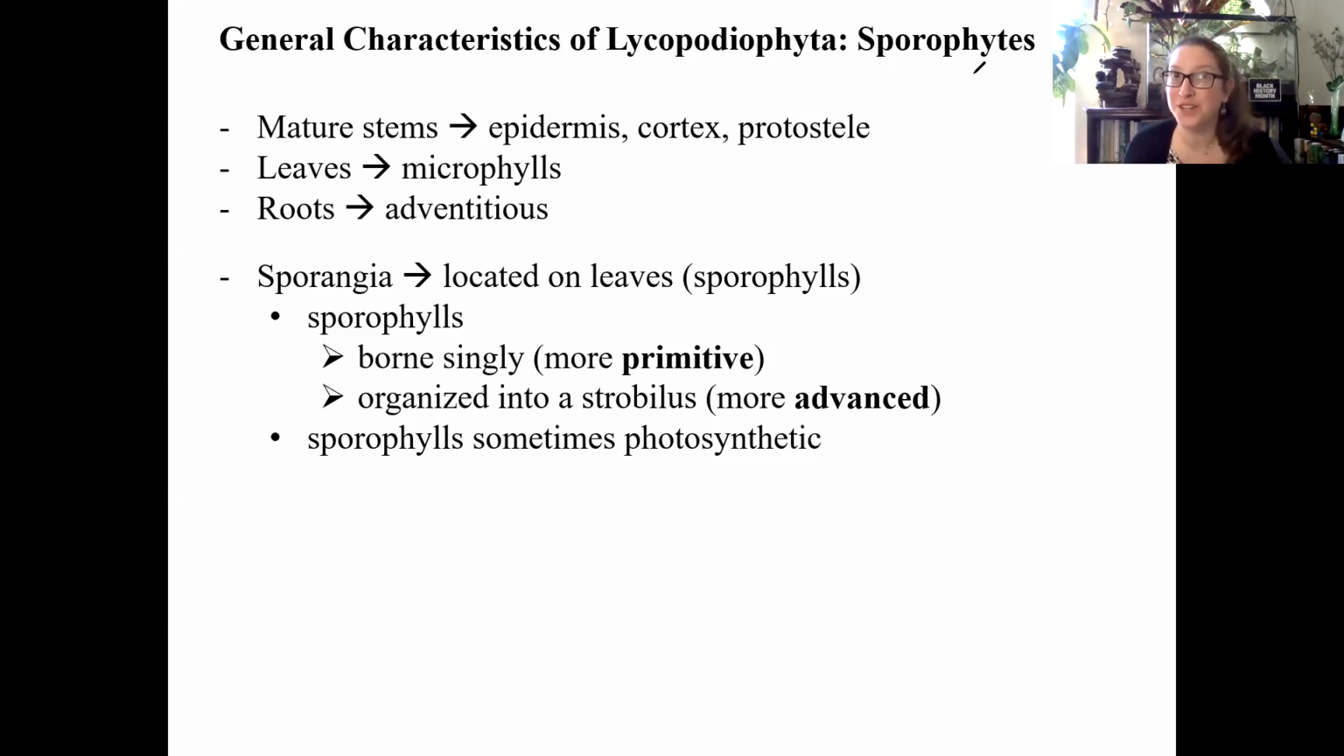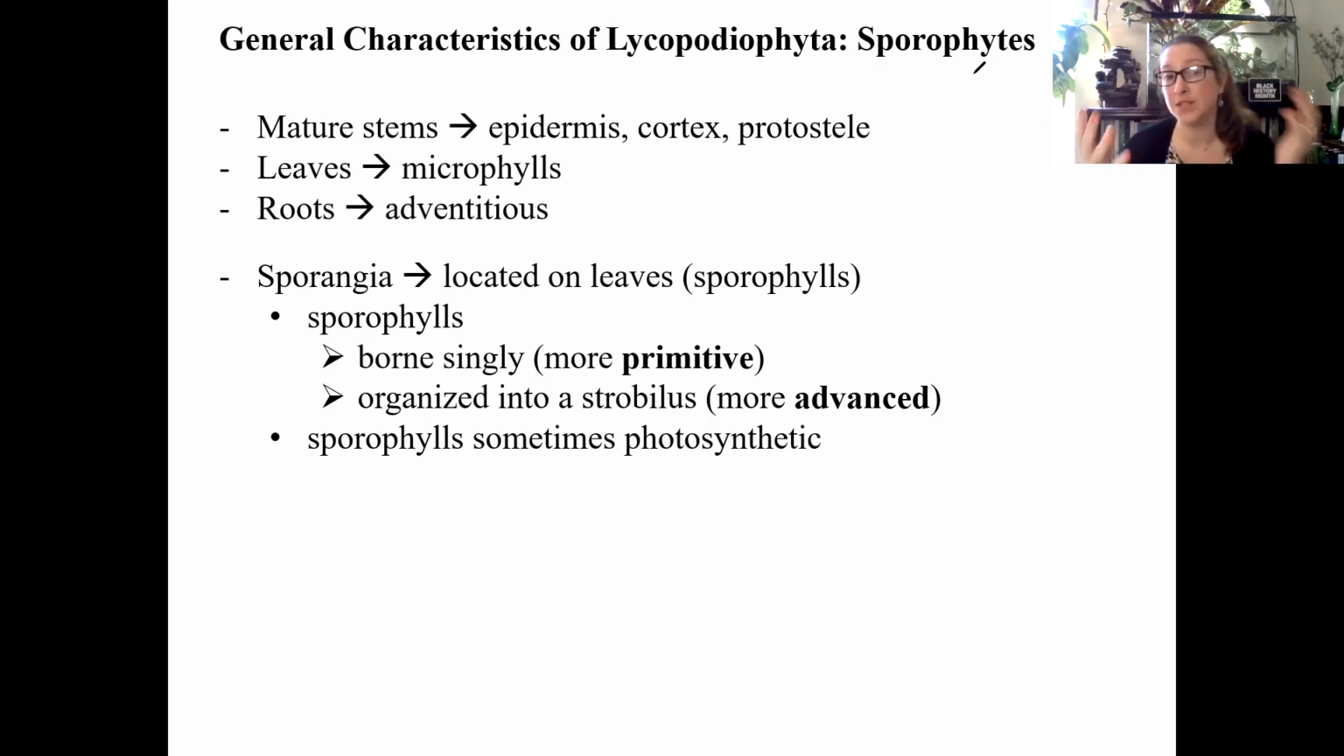Okay, where are the sporangia located on the lycopods? On leaves, aka sporophylls. Sometimes the sporophylls of the lycopods are what's called born singly. What that means is on its own. Like, here it is, one sporophyll by itself. Here's another one, born singly. Here's another one, not organized. And being born singly is the more primitive state or ancestral state.